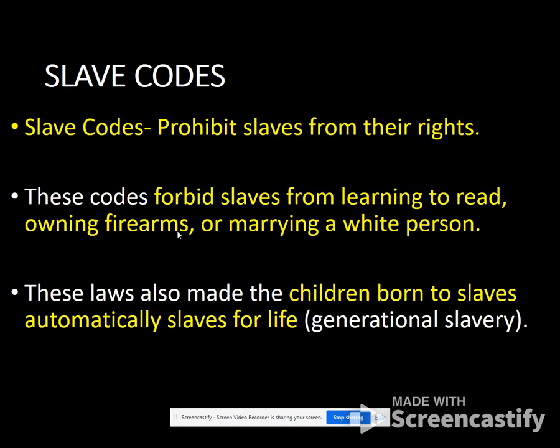The slave codes. Slave codes prohibited slaves from having rights. These could include keeping slaves from learning how to read, keeping them from owning firearms, or marrying a white person. These laws also made it to where children born to slaves were automatically slaves for life.